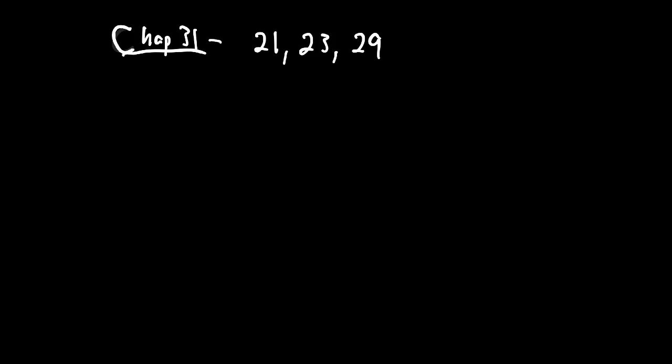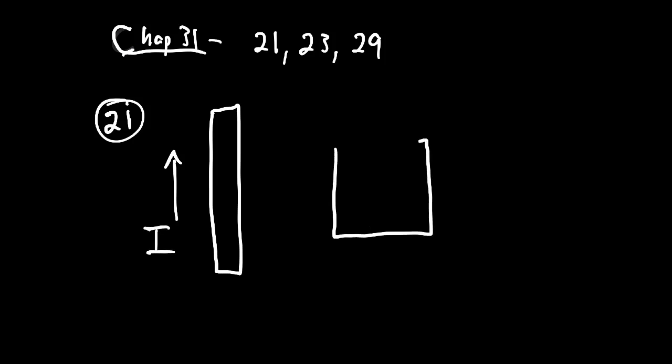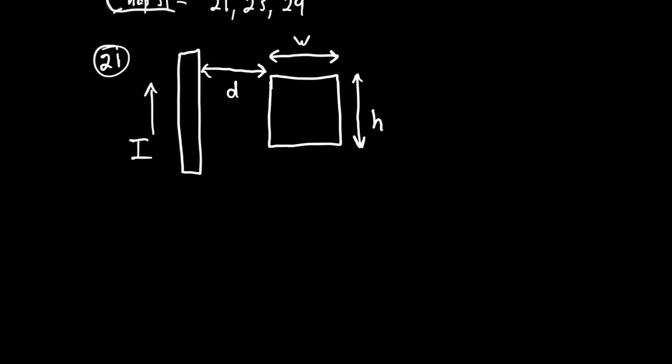Otherwise, who cares? So number 21, we were given a long straight wire that has some current flowing through it. And we were given a wire loop that's next to it. This wire loop is a distance d away, has a width of w and a height of h. They also tell us that the current in this wire is 2.5 amps.